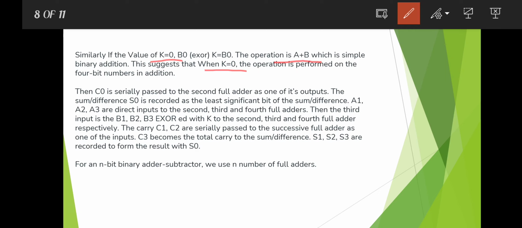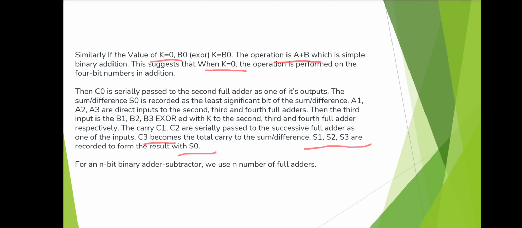A1, A2, A3 are the direct inputs to the second, third and fourth full adders. Then the third inputs are B1, B2, B3 XOR with K for the second, third and fourth full adders respectively. The carries C1, C2 are serially passed to the successive full adders as one of the inputs. C3 becomes the total carry of the sum or difference. S1, S2, S3 are recorded to form the result with S0. For an n-bit binary adder subtractor, we use n full adders.